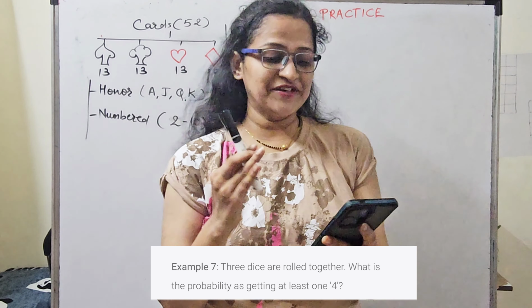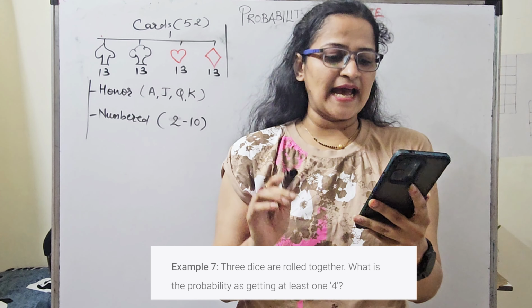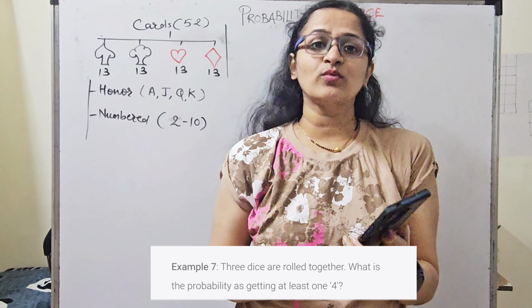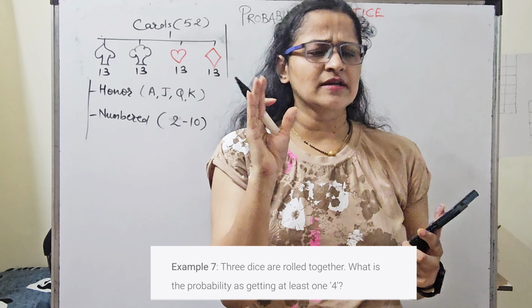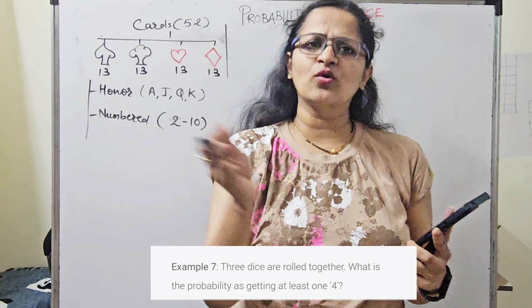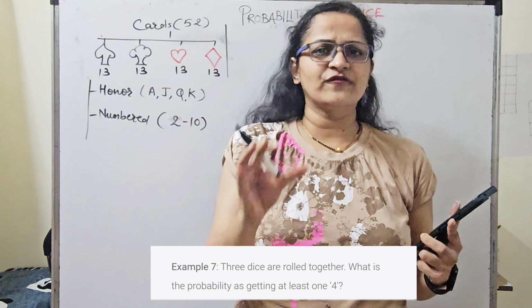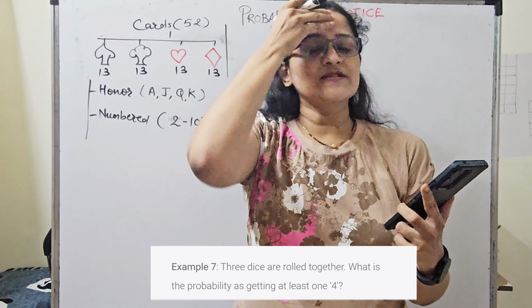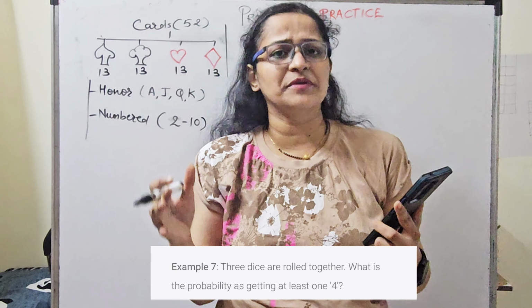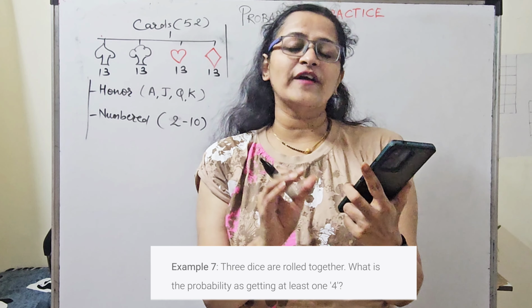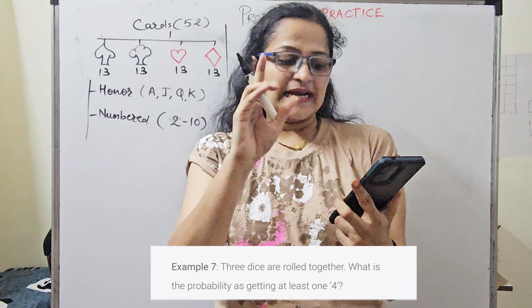Okay, so next very interesting question. 3 dice are rolled together. What is the probability of getting at least one 4? See carefully. As I told you, I have given you the hint that when the word at least comes, you go the opposite way. You find out the E dash and then you subtract that probability from 1 to get that E, because the word at least has many choices or many combinations. So it is very difficult to find such an event directly, manually. So you go the opposite way. That is one thing here.